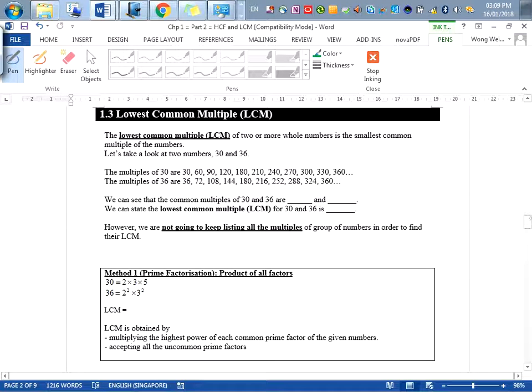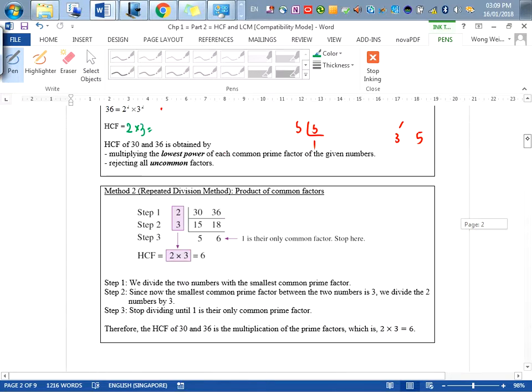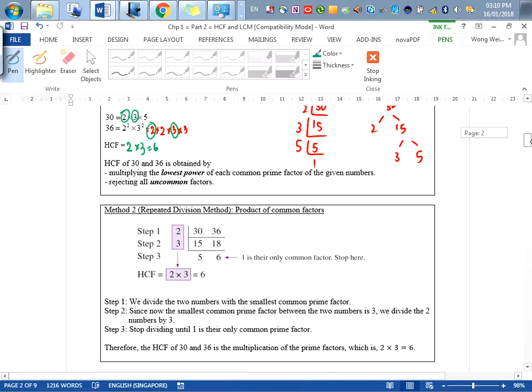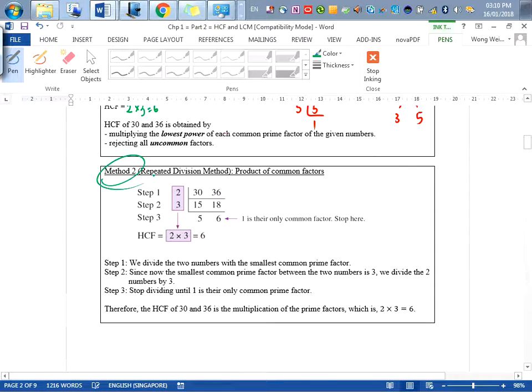Okay, before I move on, any questions for HCF? Then you can see me later on. We don't have much time left, so maybe I introduce you to the second method of finding HCF. We are very clear with the first method, right? And that is the method that we will commonly use. The second method for finding the HCF is Method 2, repeated division. Subsequently, you see which you prefer to use.